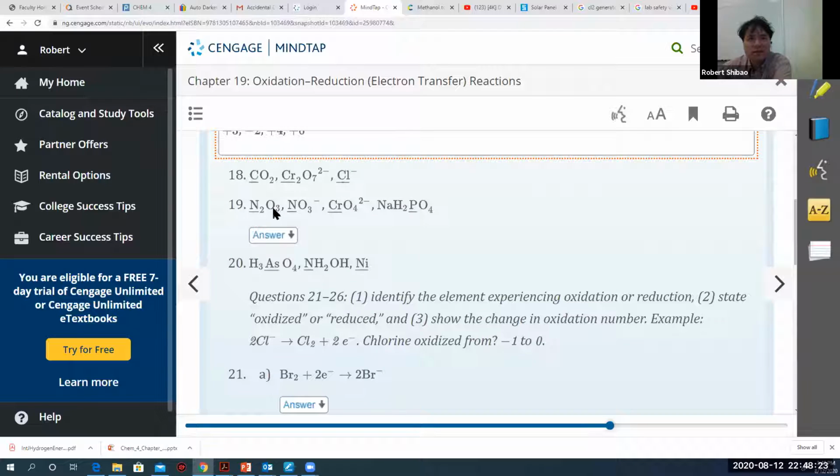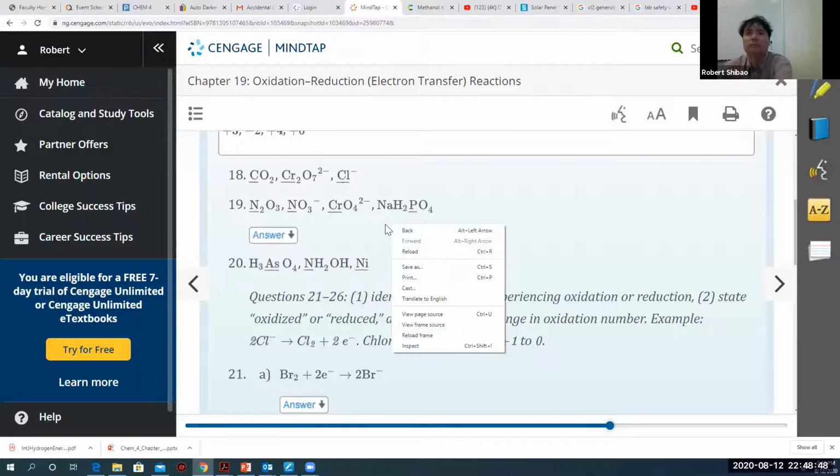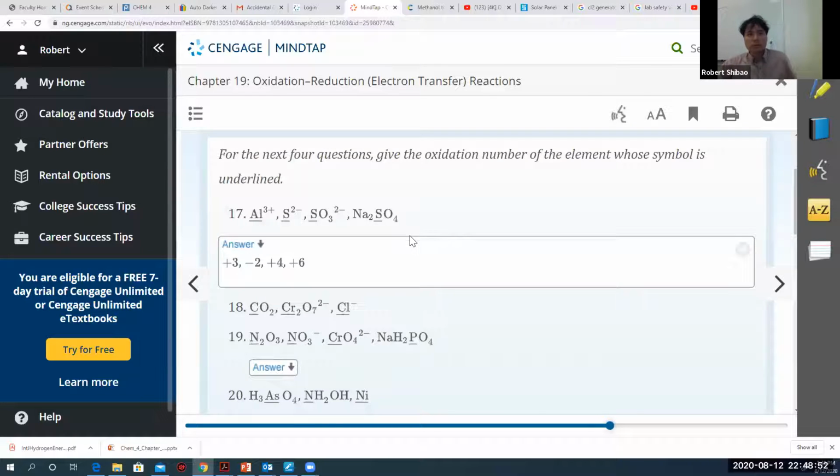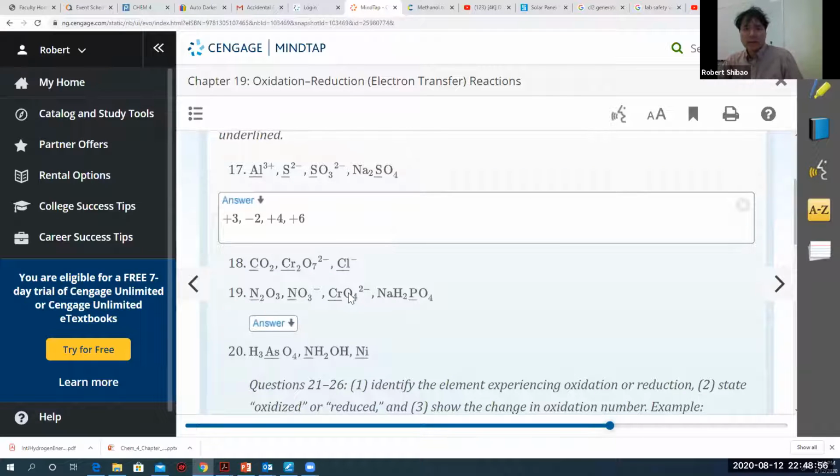Nitrogen here, oxygen goes first. -2 times 3 is -6. This has got to be +6. Divided by 2 is +3 each. +3. This is -2 times 3 is -6. This is going to be +5. This is -8. This is going to be +6. Well, actually, sodium goes first, so do this one. And then oxygen, so that's +3, -8 is -5, so this is going to be +5.